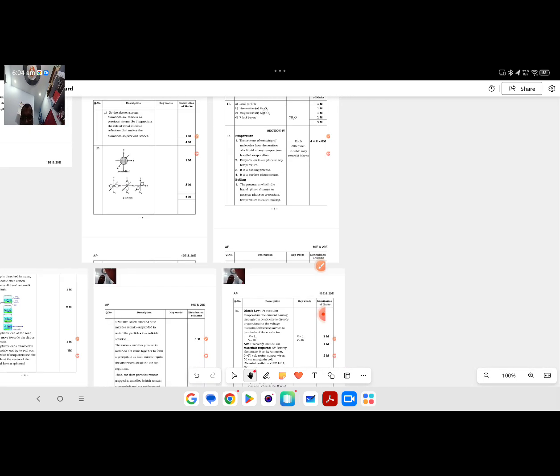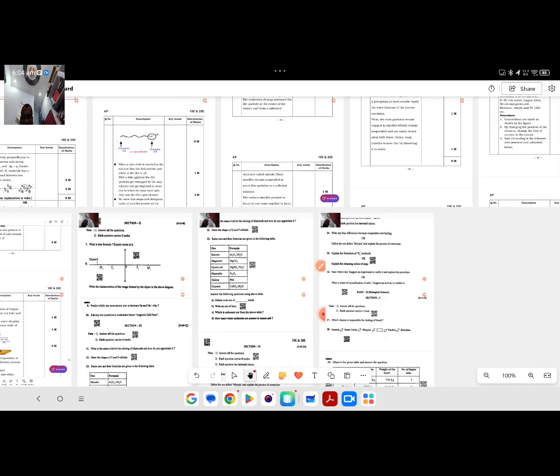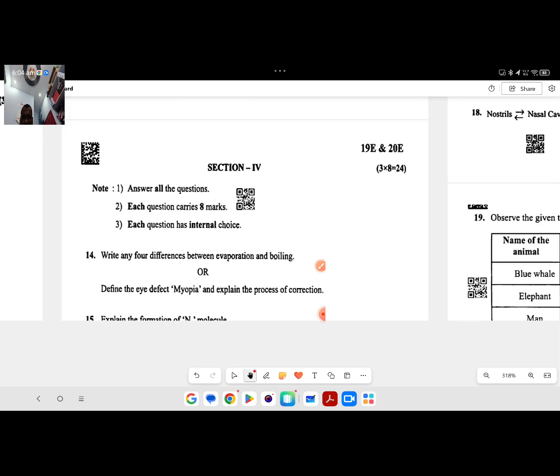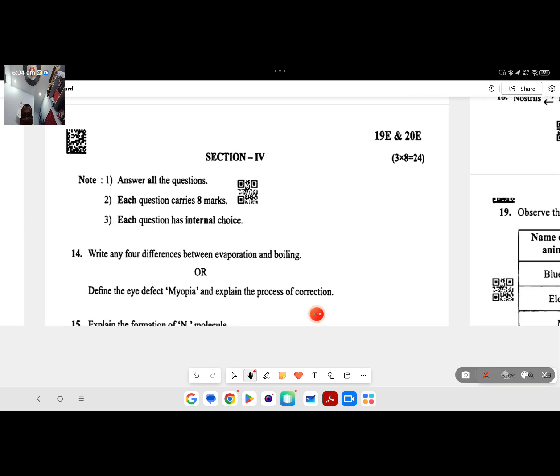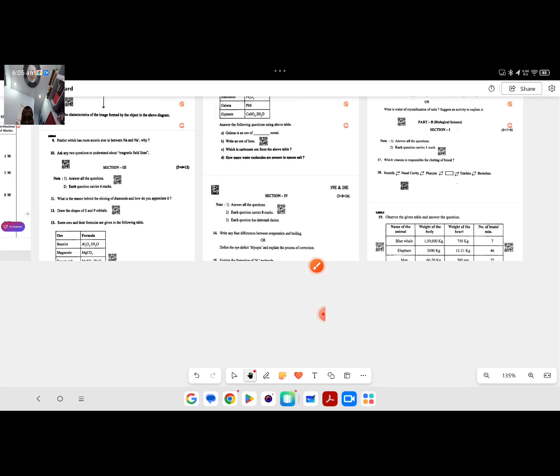Now look at here. The next question about cleansing action of soap. The next question is given about myopia. Define the eye defect myopia and explain the process. So it is actually given for 8 marks previously. Now it can be given for 6 marks. So just look at here how when the 6 marks question is given, how you need to write the answer. Okay, 6 marks question, myopia question is given, how you need to write the answer.